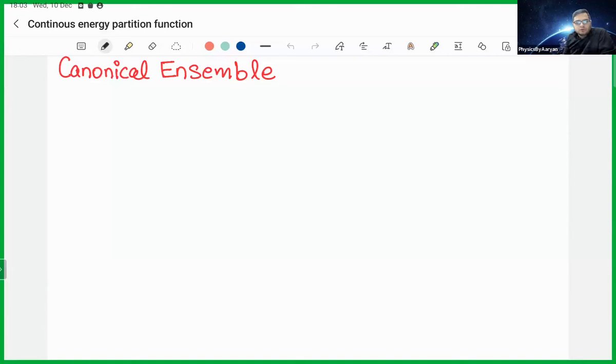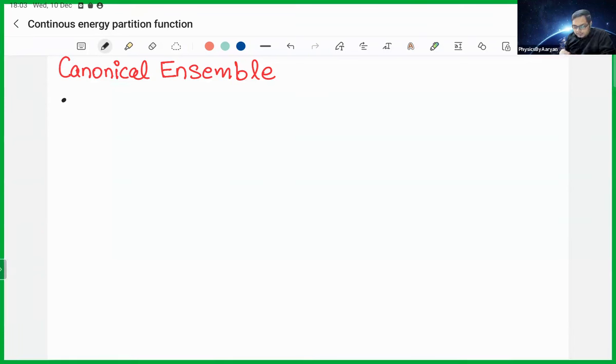So let's understand what is canonical ensemble. One by one we will understand. Canonical ensemble is basically, the word ensemble basically means a photocopy of many systems. So when I have a photocopy of many systems and I am doing statistical mechanics, it means basically predicting the results when the sample size is very large. These are some of the basics.